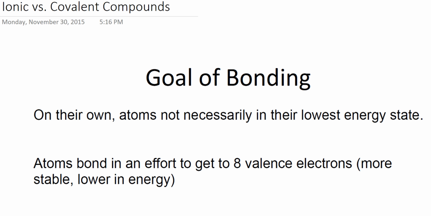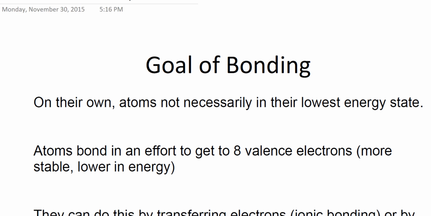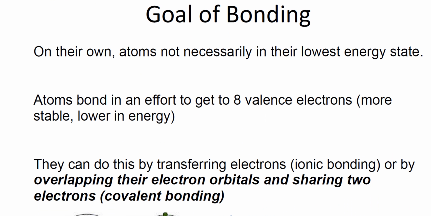In this video, we're going to look at ionic versus covalent compounds. First, I want to look at the goal of bonding. On their own, atoms are not necessarily in their lowest energy state. Atoms will bond in an effort to get to 8 valence electrons, be more stable and therefore lower in energy. They can do this by transferring electrons in ionic bonding or by overlapping orbitals and sharing electrons, like in covalent bonding.